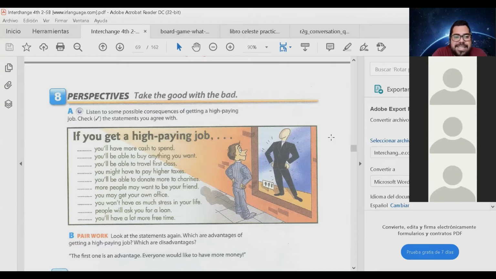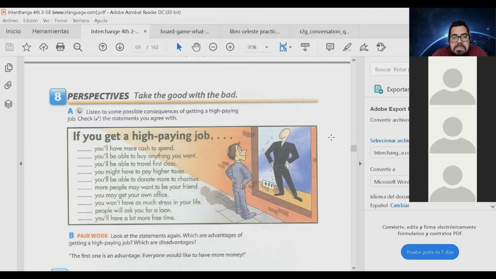The next one, look at this. If you get a high paying job, you will be able to buy anything you want. Well, it depends on how much money. But you will be able to buy more things, right? Not anything, but more things. The next one, guys, look at the next one. You will be able to travel first class.